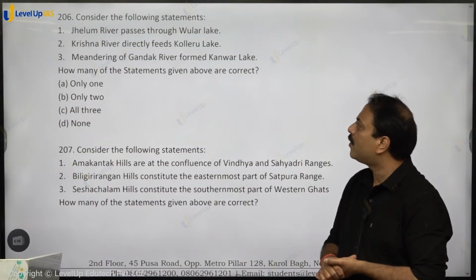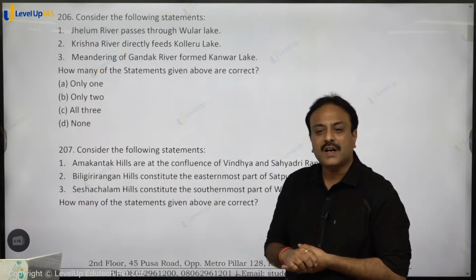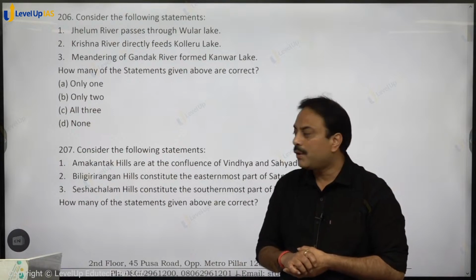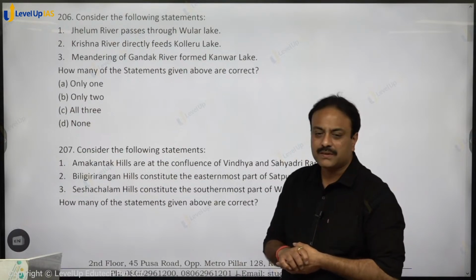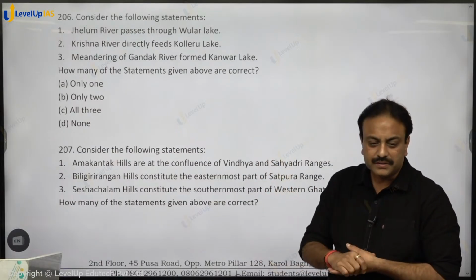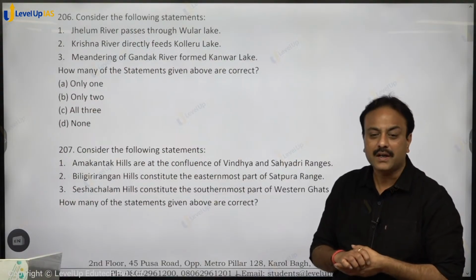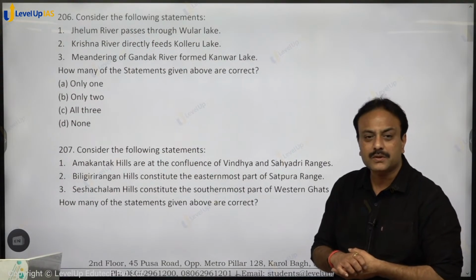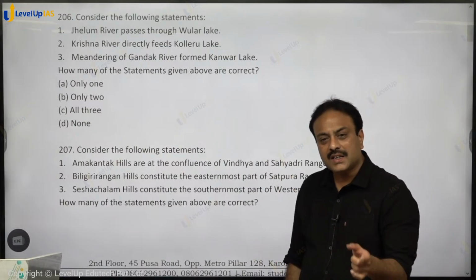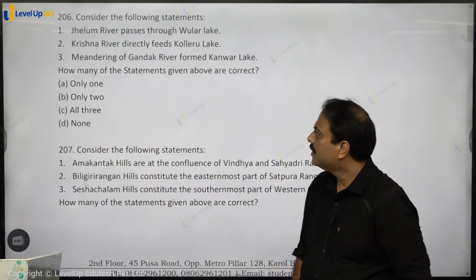Meandering of Gandak river formed Kanwal Lake. This is a wrong statement. It is not Gandak, it is Budi Gandak river. Budi Gandak is the river that is forming Lake Kanwar. It is a very prominent lake in Bihar. Yes, near Begusarai, I suppose. I am not sure on that. So it is Budi Gandak, not meandering of Gandak. Gandak is a different river. Budi Gandak is a different river. Both are tributaries of Ganga. So it is a wrong one.